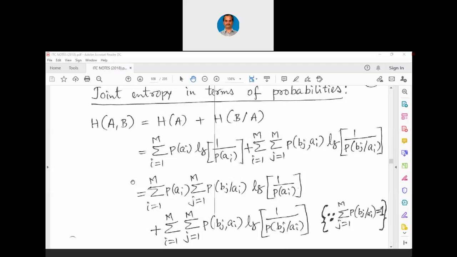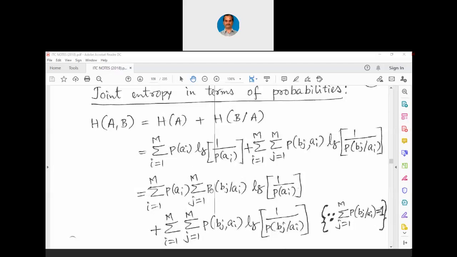Now let us combine them. When we combine them, we get the summation over i equals 1 to m of p(ai) into the summation over j equals 1 to m of p(bj/ai) log of 1 over p(ai). We can express the source entropy this way also. And then plus the summation over i equals 1 to m and summation over j equals 1 to m of p(bj,ai) log of 1 over p(bj/ai). Now why did we put this particular term?